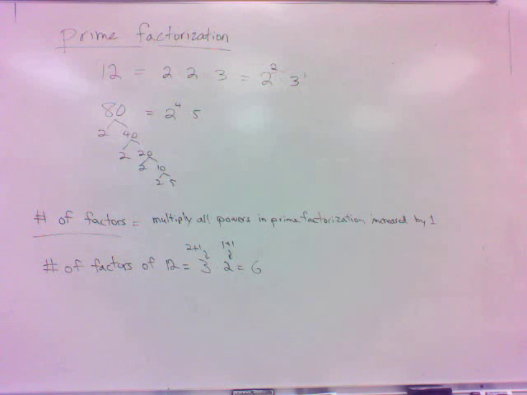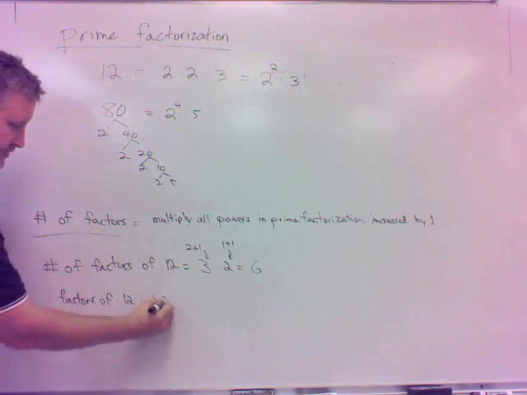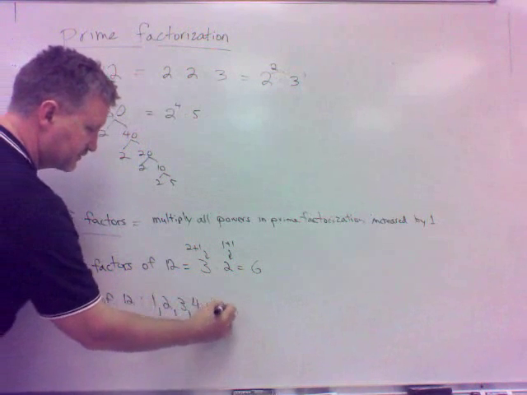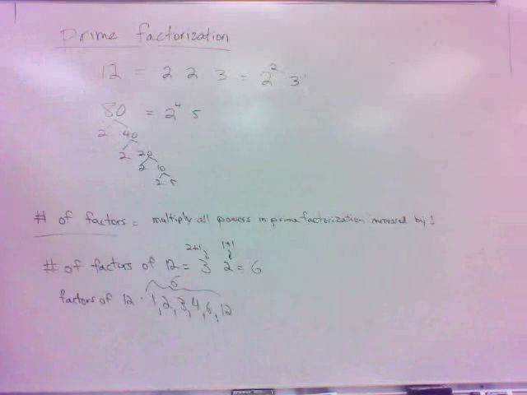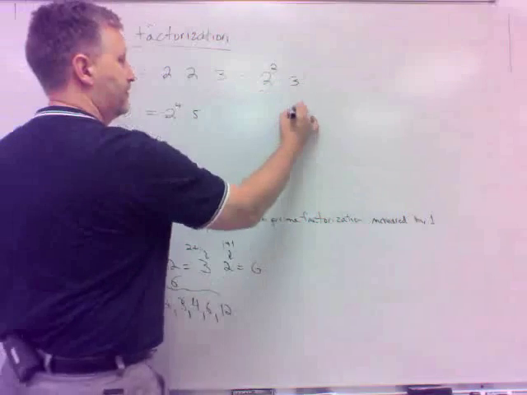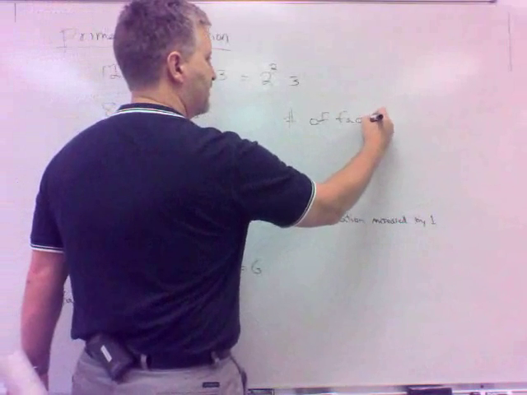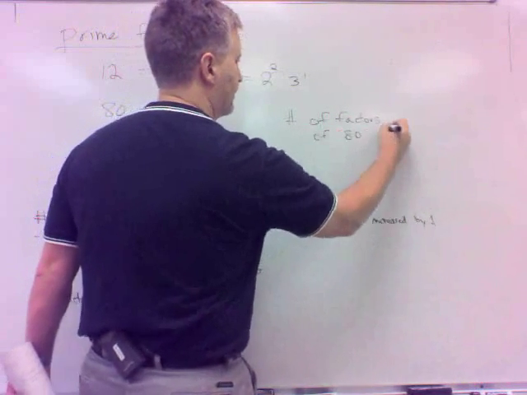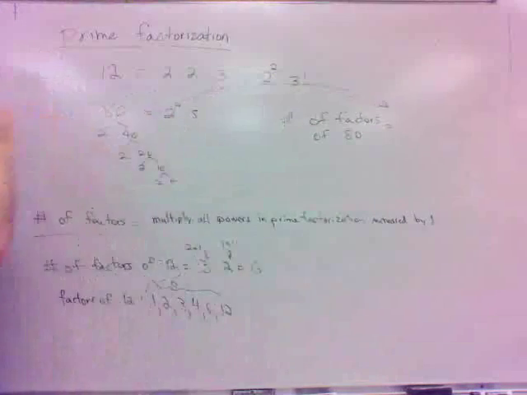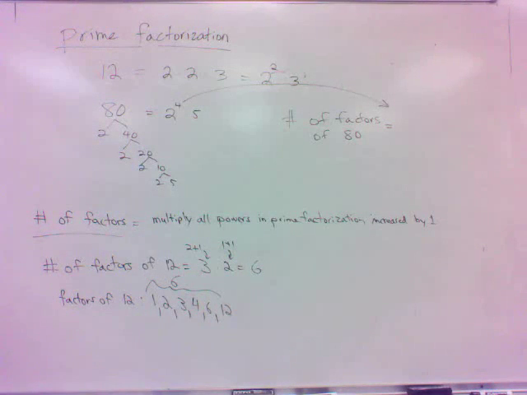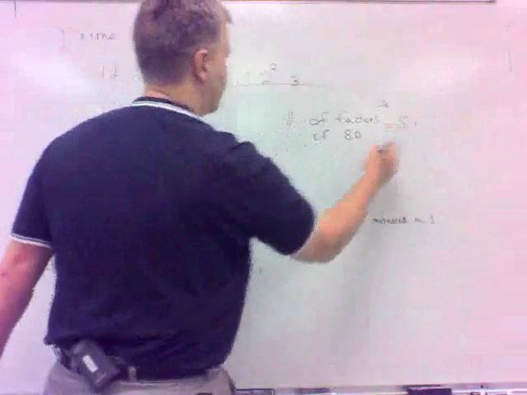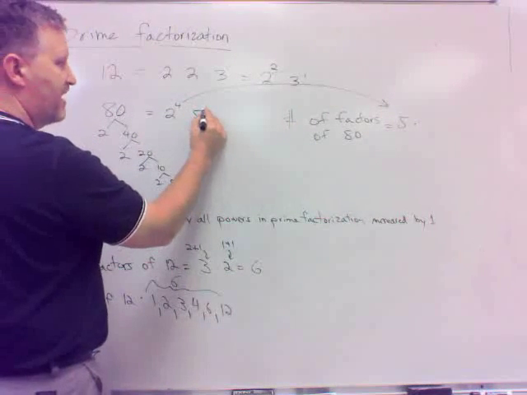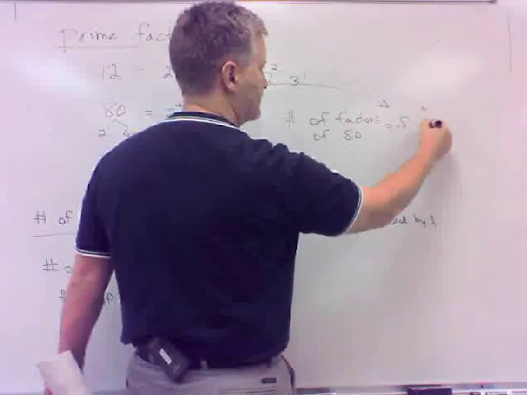6 distinct factors. If I wrote the factor list of 12 out, what are the factors? We can check that pretty easily. 1, 2, 3, 4, 6, and 12. 6 factors. Sure enough. Now, 80, by this little formula, the number of factors of 80. Well, if I increase the power of the 2 by 1, that would be 5. Multiply then this power, the 5, increased by 1. That would be 2, so that should be 10 factors.